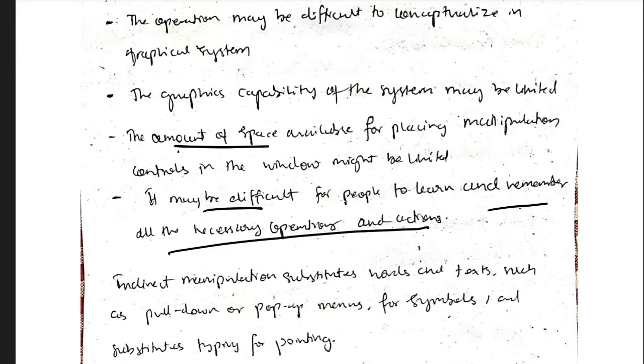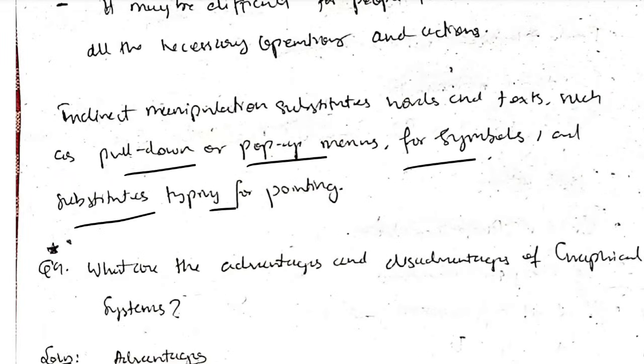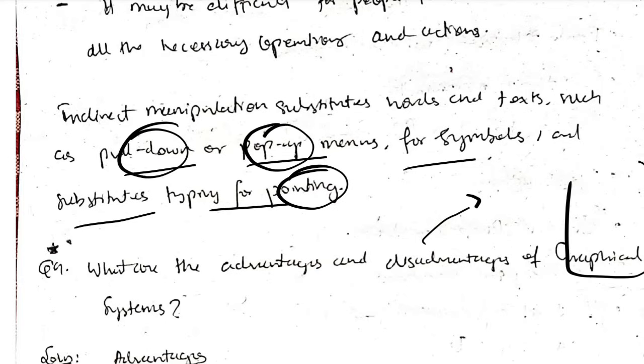So that's why we use indirect manipulation. In indirect manipulation, we'll have pull downs or pop-up menus for symbols, and substitutes for typing for pointing. So if you want to type something, you can just point and click on the button, or if you want to select something, you can use pull down menus or pop-up menus. There are many options, you just have to select it.